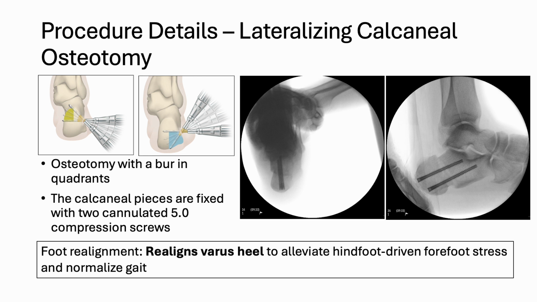First was the lateralizing calcaneal osteotomy. The osteotomy created a cross-section in quadrants through the calcaneus to create a free posterior piece, as shown quadrant by quadrant in the left pictures. That piece was then lateralized to bring the hindfoot back into a neutral position and alleviate any hindfoot-driven etiology. It was then fixed with cannulated 5.0 compression screws.